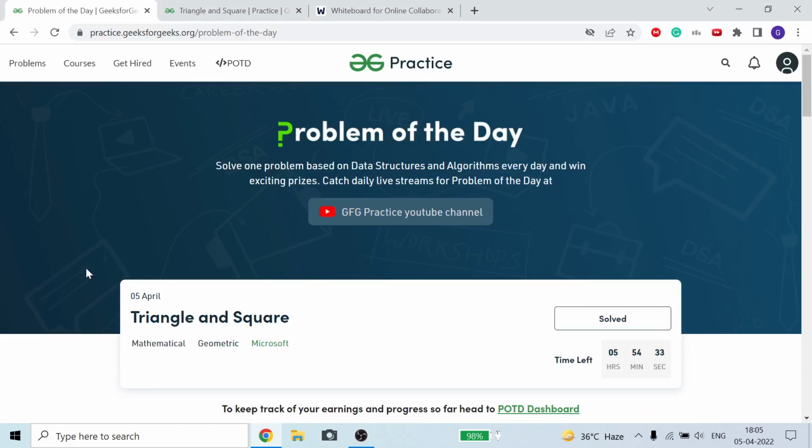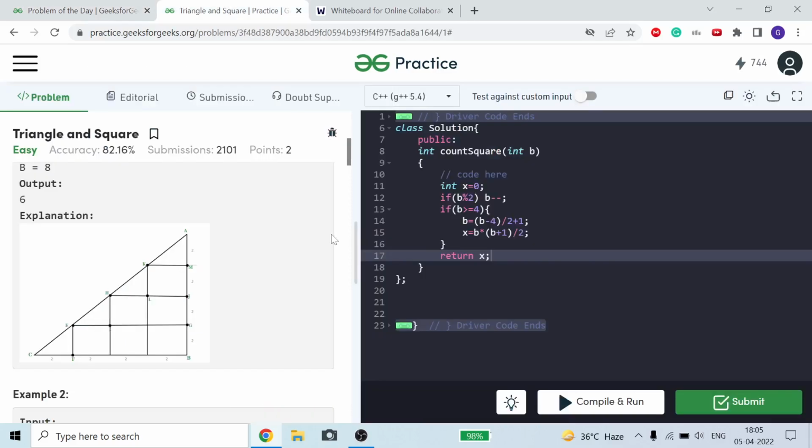Today we are going to discuss this GFG problem of the day, that is triangle and square. Okay, so let's move on to the problem.